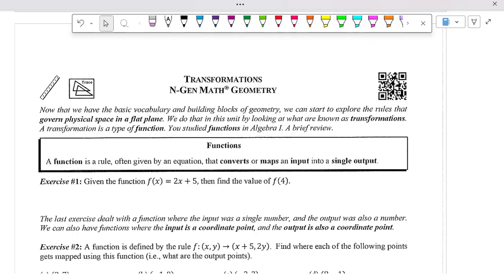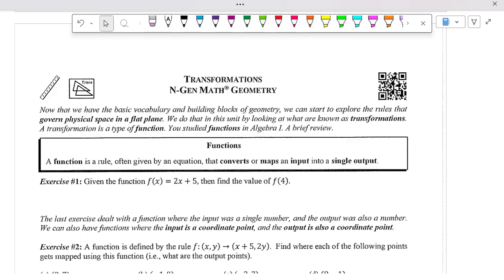All right. So, like I said, this unit is all about geometric transformations. A big part of math too is geometry. Now, geometric transformations, in my opinion, is fairly straightforward. It's a lot of just moving up and down, left and right, flipping, rotating, stuff like that. So now we can start to explore rules that govern physical space in a flat plane. By flat plane, I just mean a coordinate grid.